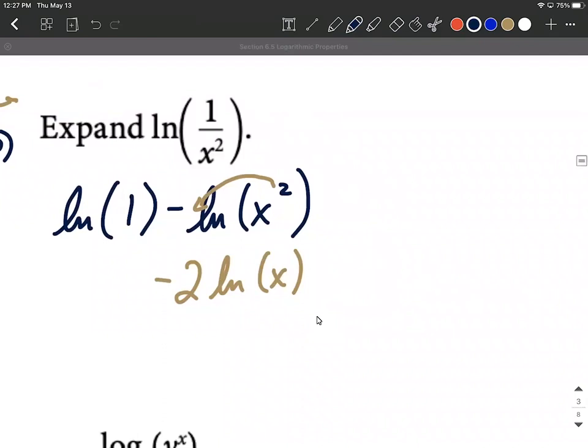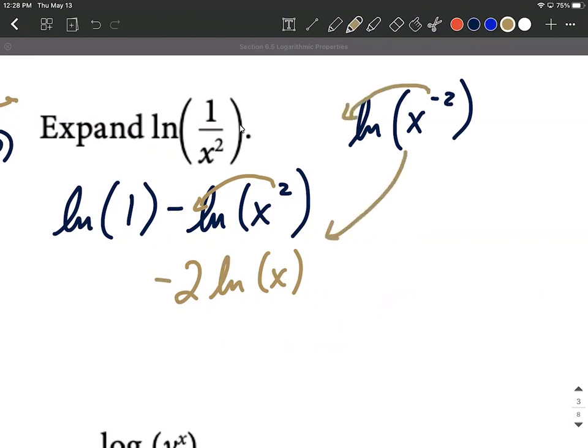All right, let's also go ahead and mention an alternative way to do this, which is to simply rewrite our natural log with what's on the inside. You could rewrite this with a negative exponent by moving this from the denominator up to the numerator. You could say that's the same thing as x to the negative 2nd power, in which case it's a little bit easier to see. If you move that down in front, we get this exact same negative 2 natural log of x.